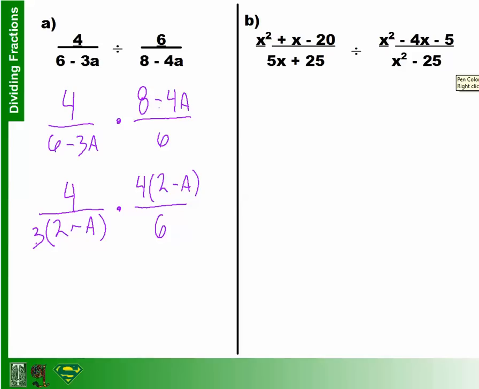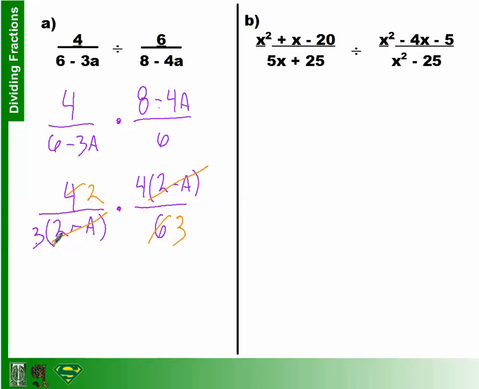Okay, what parts can be reduced? What shares factors? Ashby? Well, the 4 and the 6. Okay, the 4 and the 6, what factor do they share? 2. So 4 divided by 2 is 2. 6 divided by 2 is 3. All right. What else shares a factor? Sarah? 2 minus a and 2 minus a. You can just cross them out. They're the same thing. They can be crossed out.